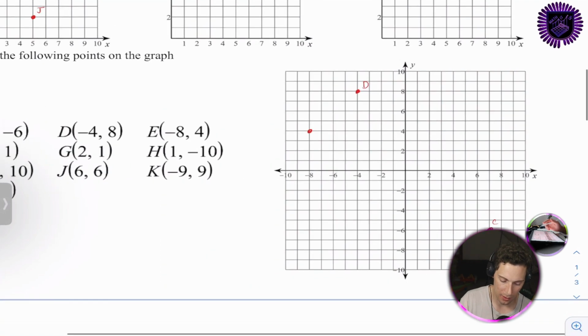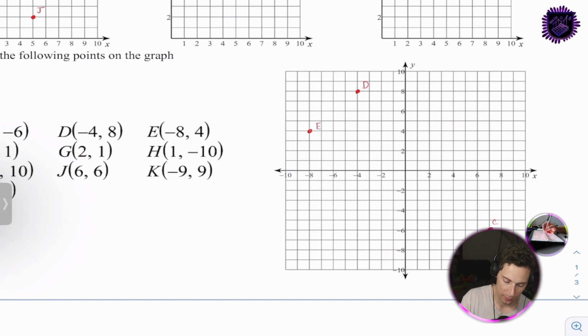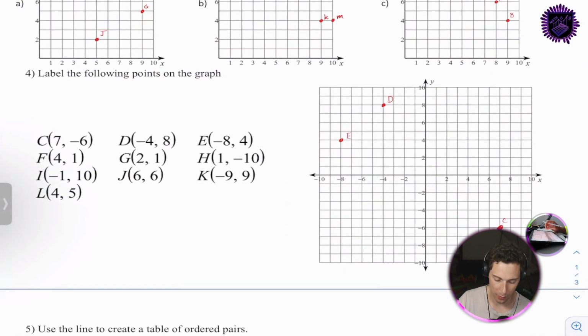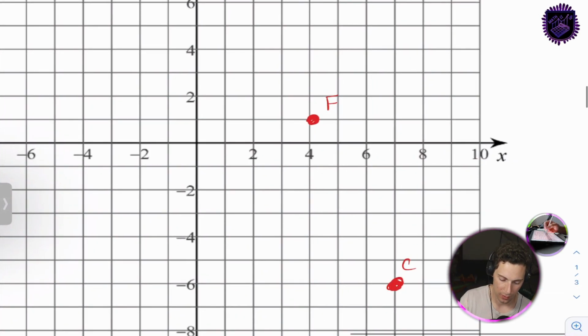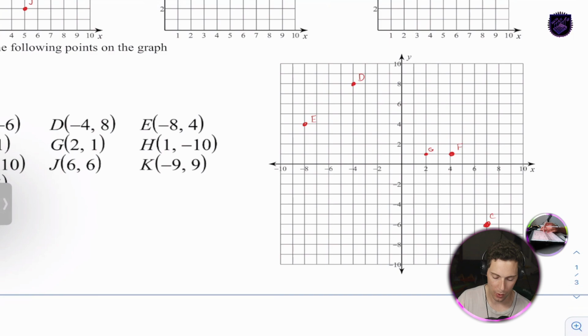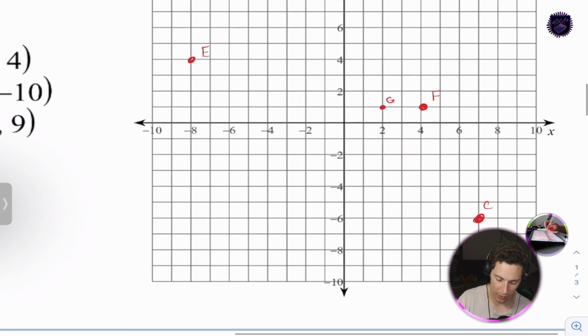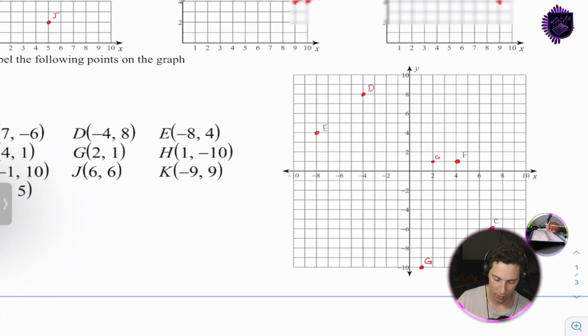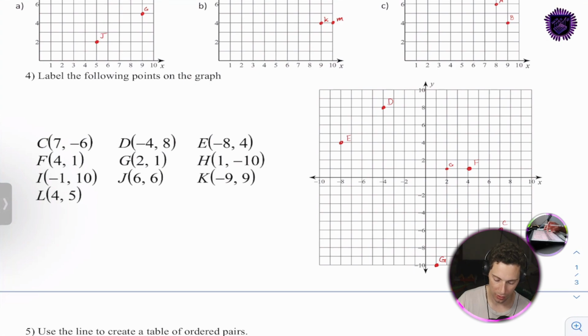And that is E. And then we have 4 and 1 right here, which is F. And then we have 2 and 1, 2 over, 1 up, which is G. 2 and 1. We have H, 1 and -10. So 1 over, and then negative all the way down to the bottom to -10, which is H. Oh, sorry, that's H.